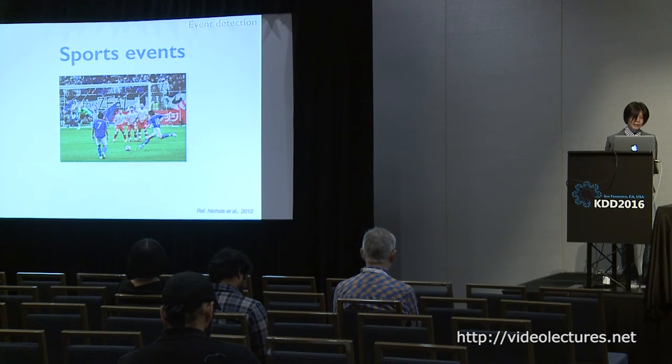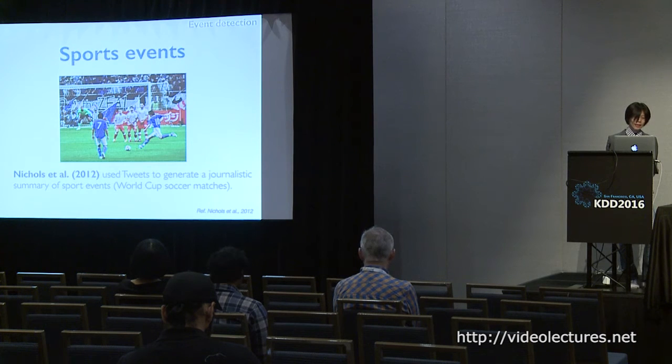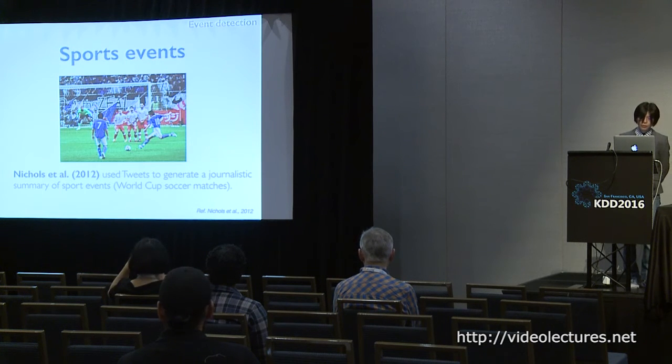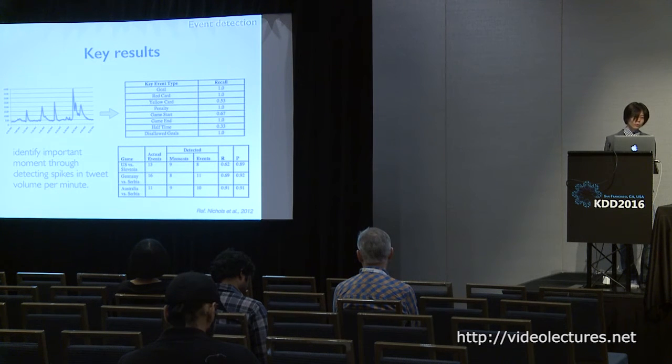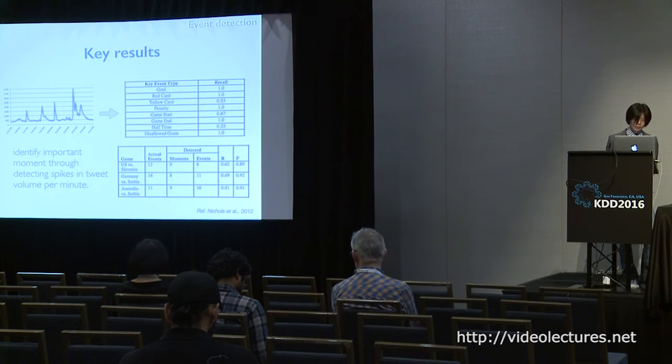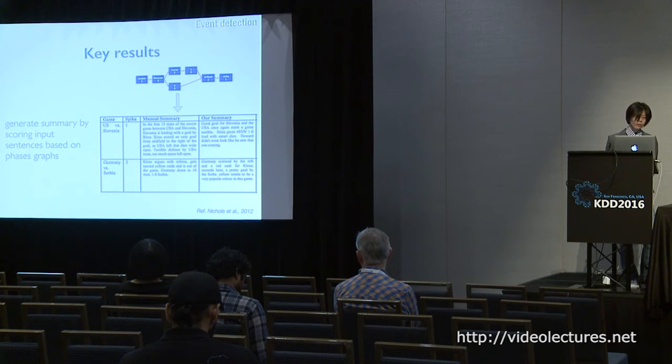Also, event detection has been used to summarize sports events. Nichols used tweets to generate a journalistic summary of sports events like World Cup soccer matches. They show they can identify important moments like a goal, red card, or yellow card by detecting spikes in the tweet volume per minute. They show reasonably high accuracy based on precision and recall. They can also utilize the messages to generate a summary by scoring the input sentences.